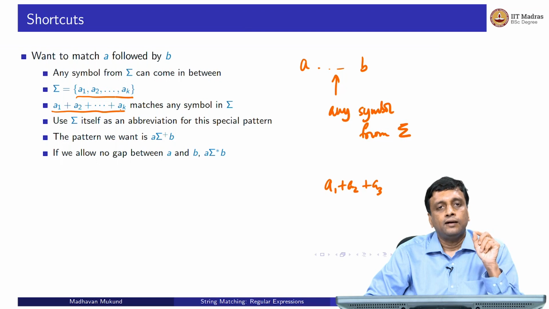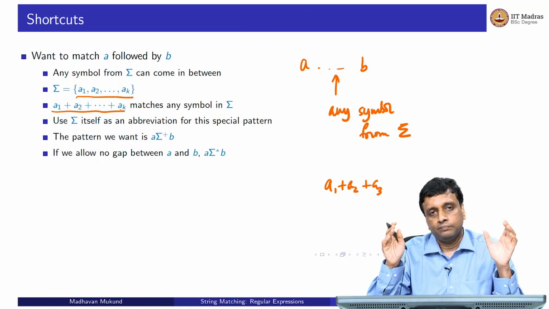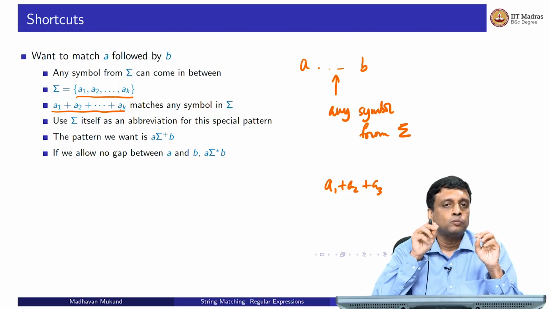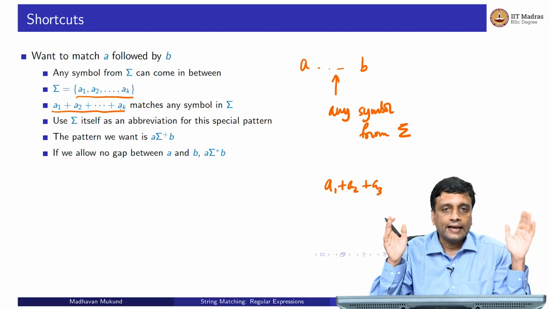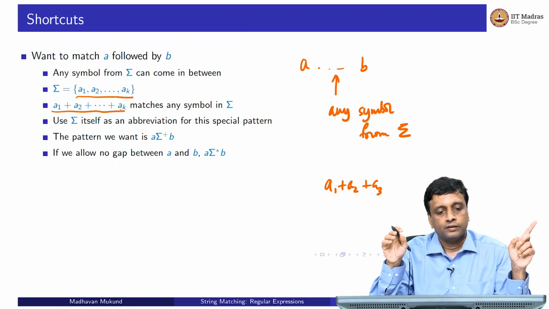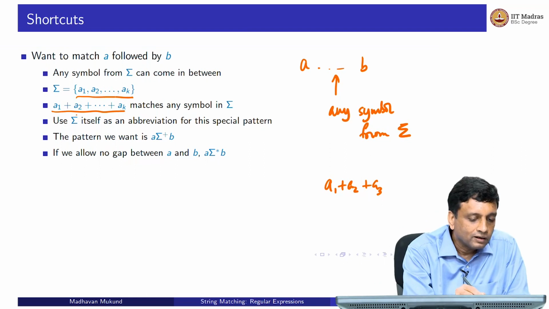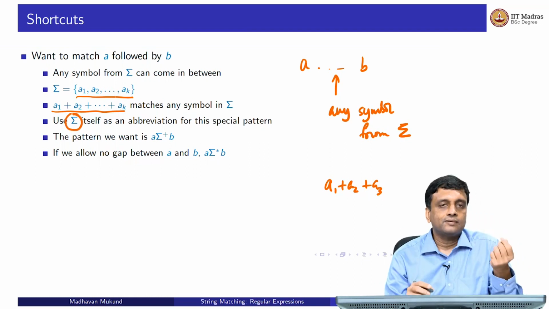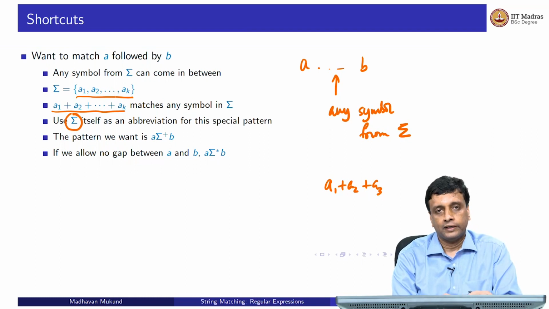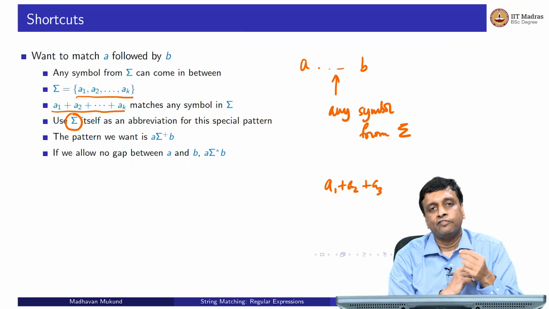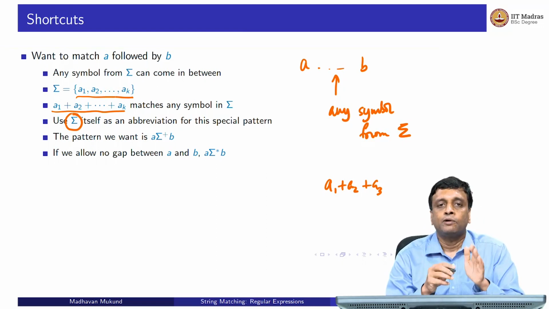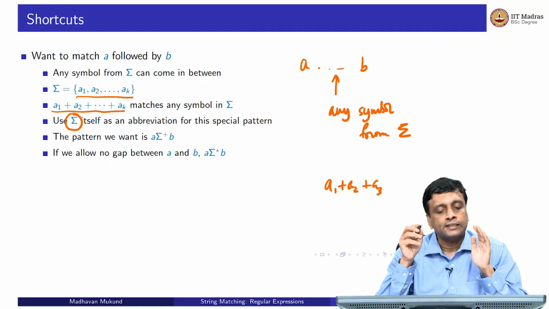So if I take all the letters in sigma and combine them into one expression, A1 plus A2 plus A3 plus A4 up to AK, then that expression matches one letter, but that one letter can be any letter in sigma. So I will use the symbol sigma itself to symbolize that expression, because it occurs so frequently that we often want to say any letter. So for any letter we will use the shortcut: instead of writing A1 plus A2 plus A3 plus AK, we will just write sigma.